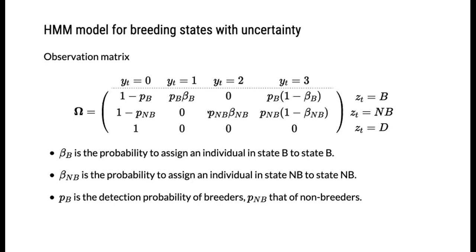And we put everything in our observation matrix. In rows, as usual, we have the states, and in columns, we have the observations. And remember, the observations are: non-detected, detected as a breeder, detected as a non-breeder, and detected but status unknown. We cannot really assign a status to that individual. So now let's go through the matrix.